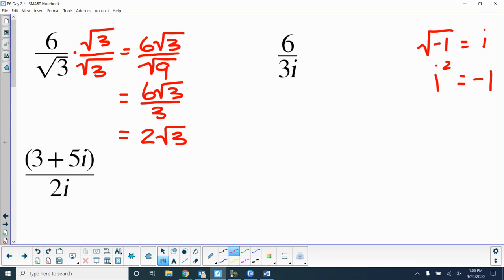Okay? So we have to do the same thing we just did over here, except we multiply by i. You could multiply by 3i, but you don't really need it. You just need to get to an i squared. So all I need is multiply the top and the bottom by i. That way I get 3i squared in the bottom.